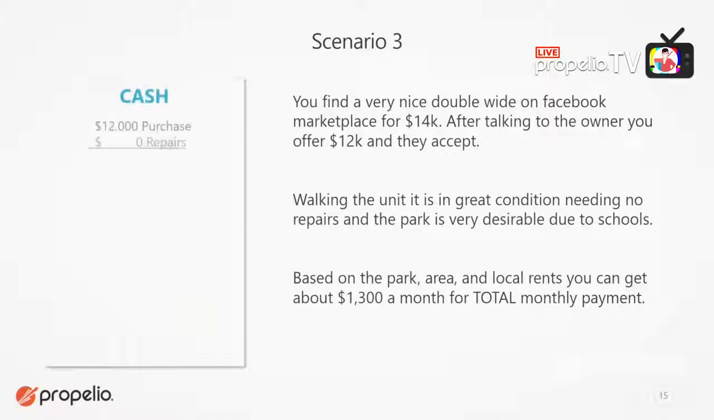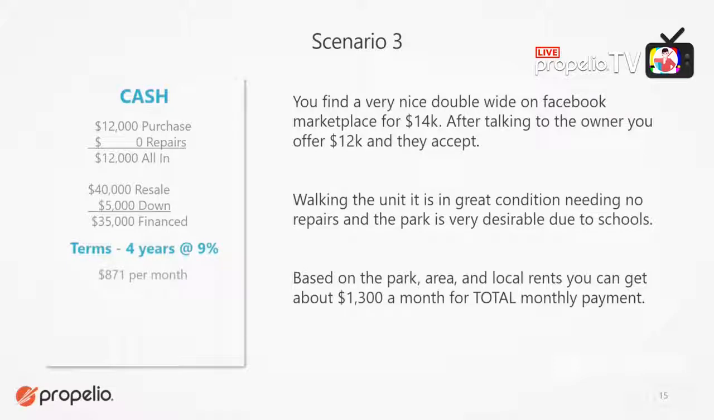All right, $12,000 purchase, no repairs, $12,000 all in, $40K on the resale. $5,000 down, $35,000 financed, terms 4 years at 9%. $871 per month for the lot rent, or excuse me, the mobile home payment, $425 a month for the lot rent. Total payment $1,296 per month. Okay? If I'm talking too fast, let me slow it down for you.